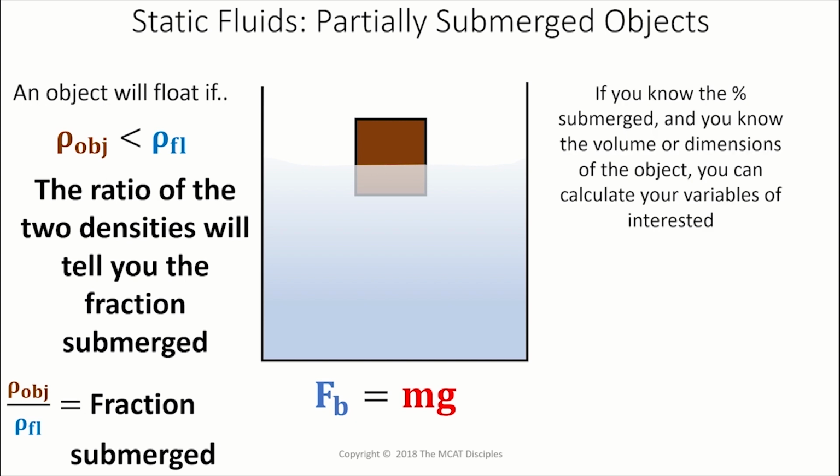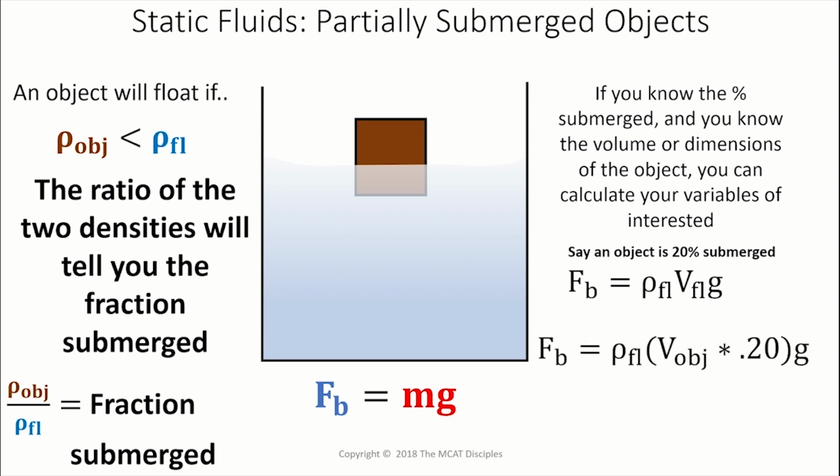If you know the percent submerged and you know the volume or dimensions of the object, you can calculate your variables of interest. So, say an object is 20% submerged. That means that if the fluid is water, that's specific gravity. But you can say the buoyant force is equal to rho V fluid g. So again, the volume of fluid displaced in this case is equal to 20% of the volume of the object. And that's your buoyant force that you'd calculate.